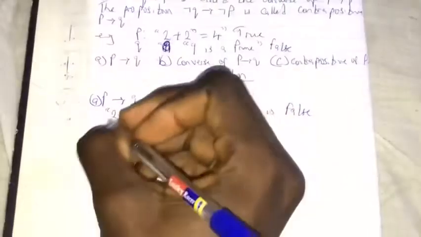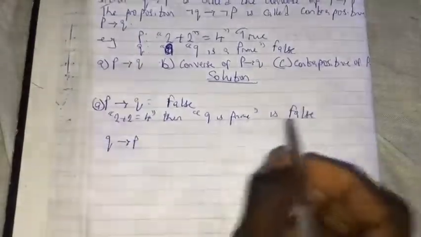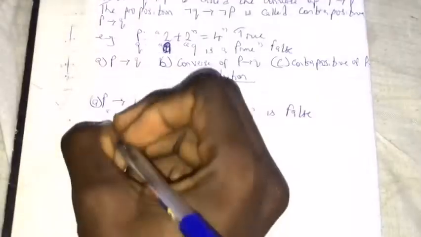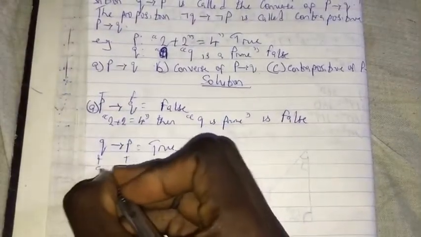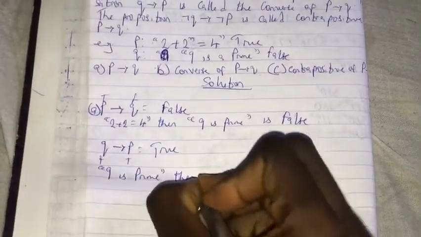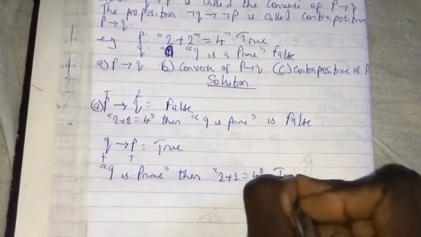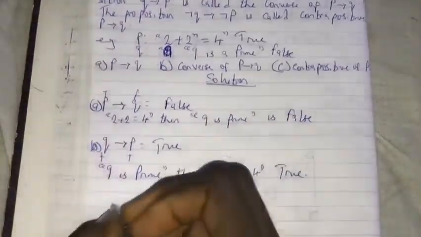Then the converse of it is Q then P. So Q then P, which is true, because Q is what? False. P is true. This is false, this is true, therefore this should be true. If you watched the last video, you understand what I'm talking about here. Then Q is 9 is prime, then 2 plus 2 is equal to 4, which is true. That's for number 2. For B, the third one, which is the contrapositive.